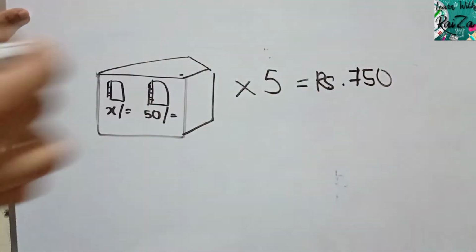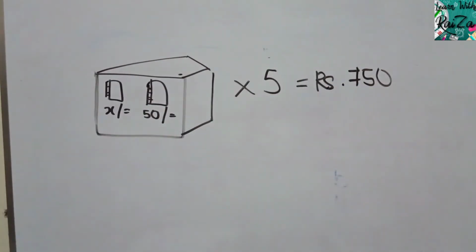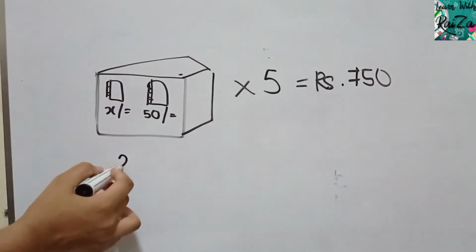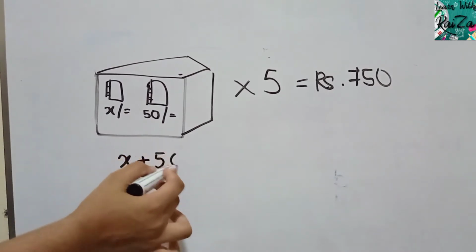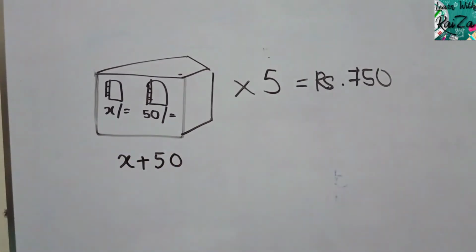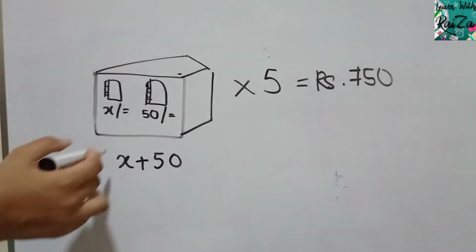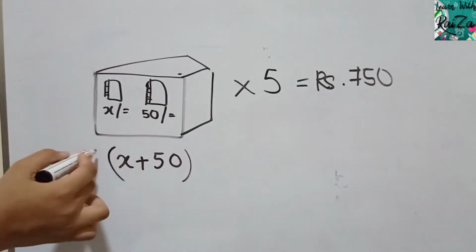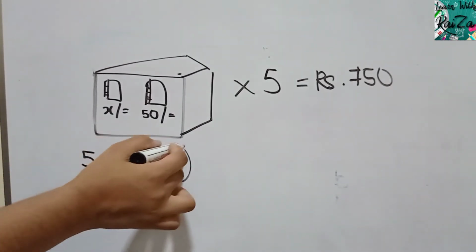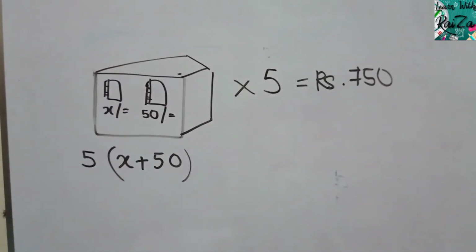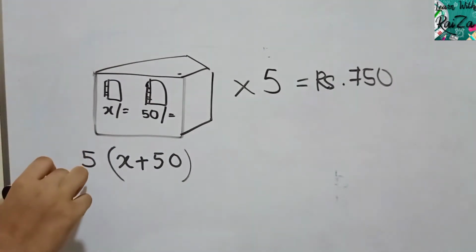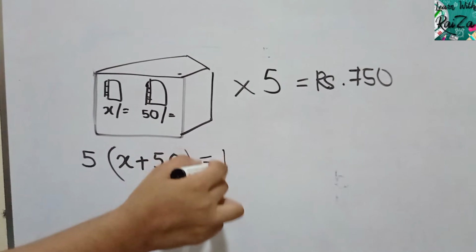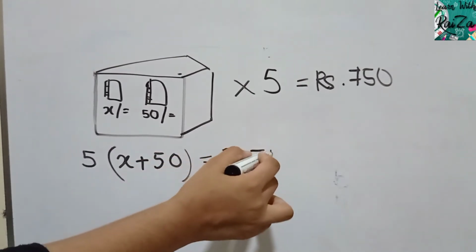750. How to construct the equation now? The worth of one box is x plus 50. You have to understand that one: rupees x plus 50. So what is the worth of 5 boxes? You have to multiply, so you are getting the brackets now. 5 times this one will be equal to, they have given the result also, 750.